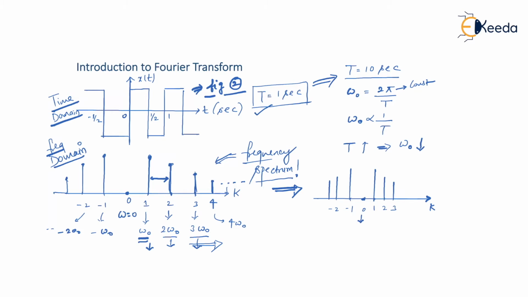As I said, this is the DC frequency, that is omega equal to 0. k equal to 1 belongs to omega naught. k equal to 2 belongs to 2 omega naught. Now if you compare the frequency spectrum of both, amplitude wise, both are exactly the same. Whatever amplitude you were getting at k equal to 1, you get the same amplitude at k equal to 1 also. But now the spacing between two consecutive samples is reduced. I repeat, the spacing between two consecutive samples keeps on reducing if T increases even further.